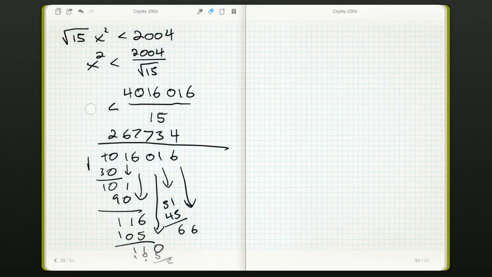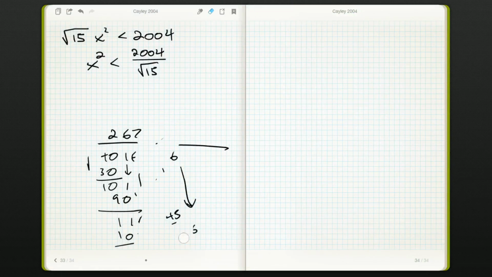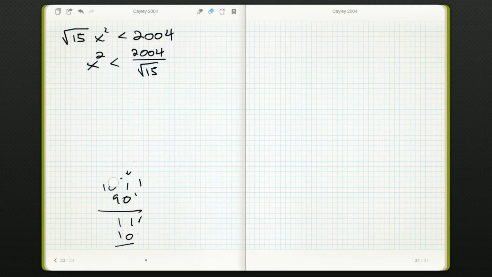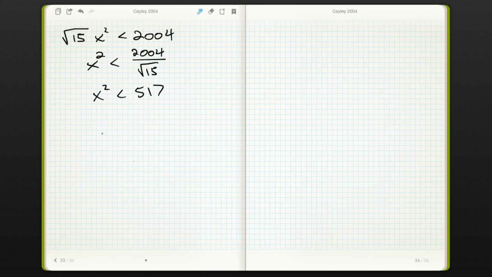So let's just jump into it. What would we have done if we just had a calculator, which I do have sitting here. But every once in a while I like to check my mental math and my ability to just do arithmetic on the page. So I'm just going to take 2004 divided by square root of 15. And yeah, x squared's got to be less than 517, and the biggest square less than that is 484, so 22. So it really is the answer.